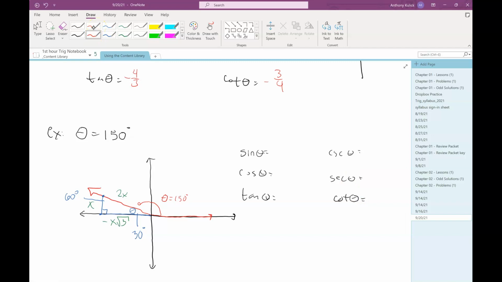Just by doing our regular old SOHCAHTOA stuff, right? So sine would be x over 2x, or just 1/2. Cosine would be negative x root 3 over 2x, or just negative root 3 over 2. Tangent would be x over negative x root 3, or when we rationalize the denominators, negative square root 3 over 3.